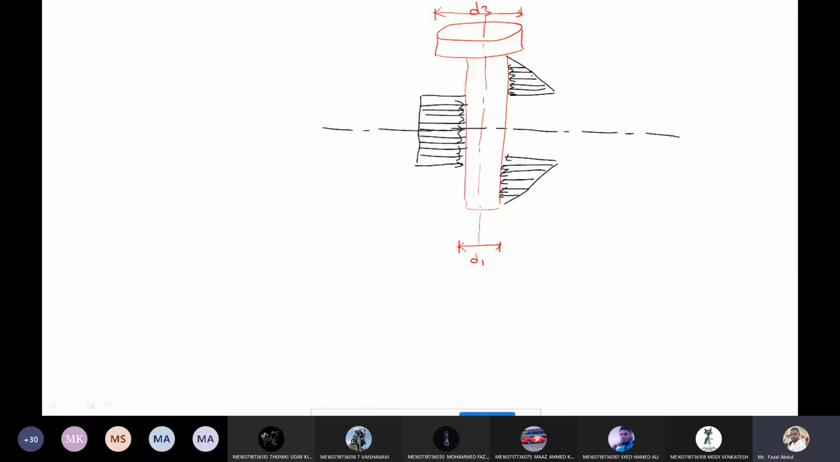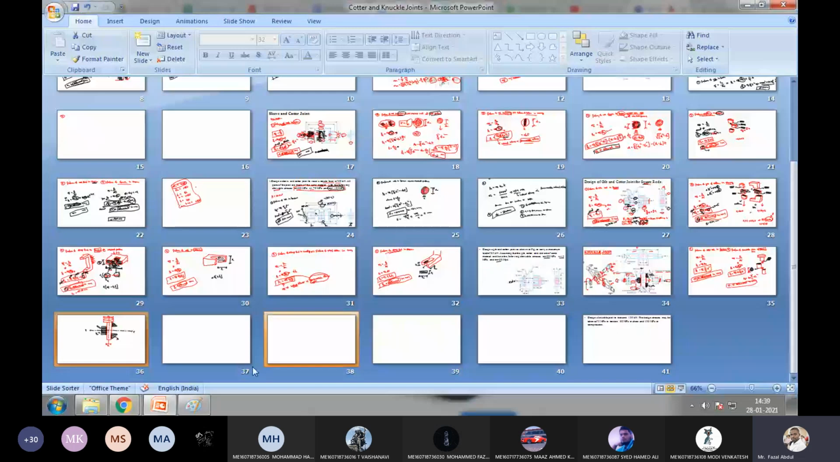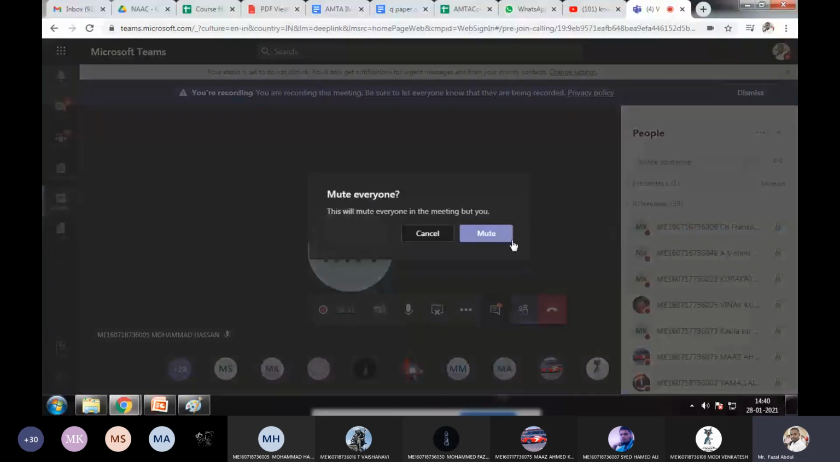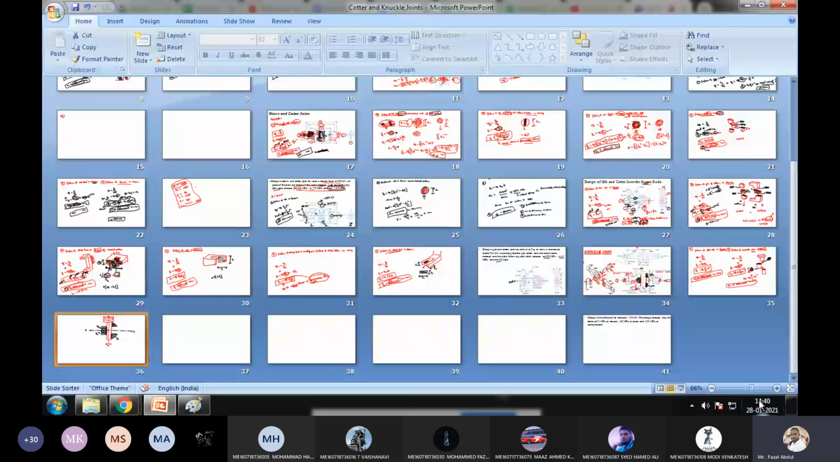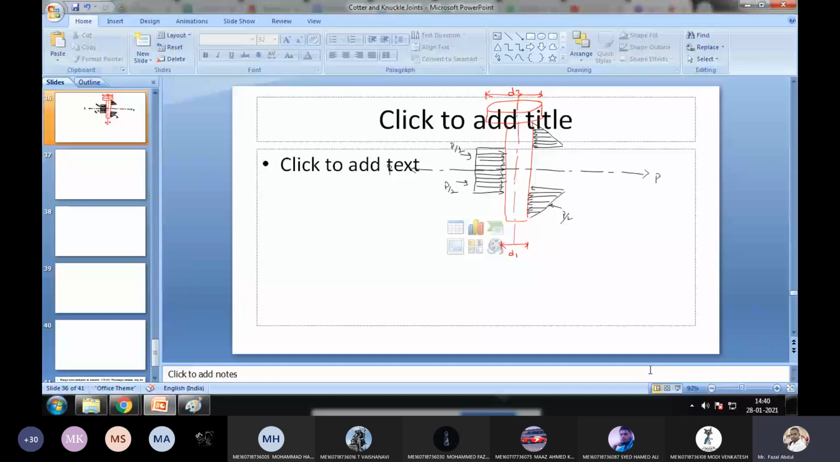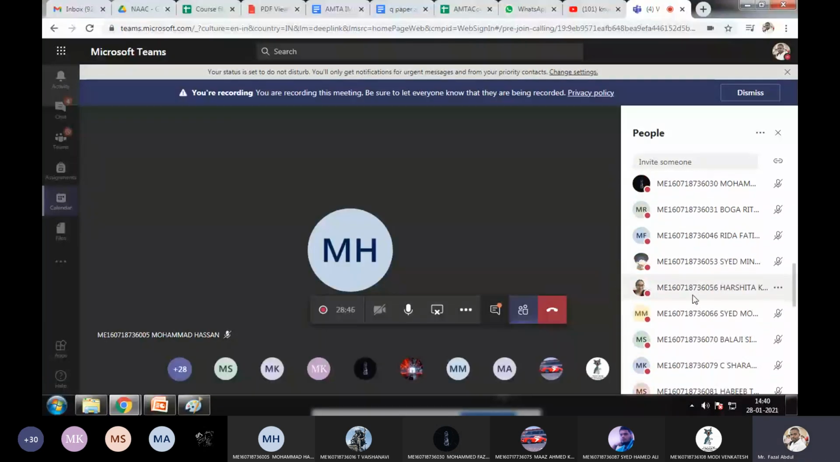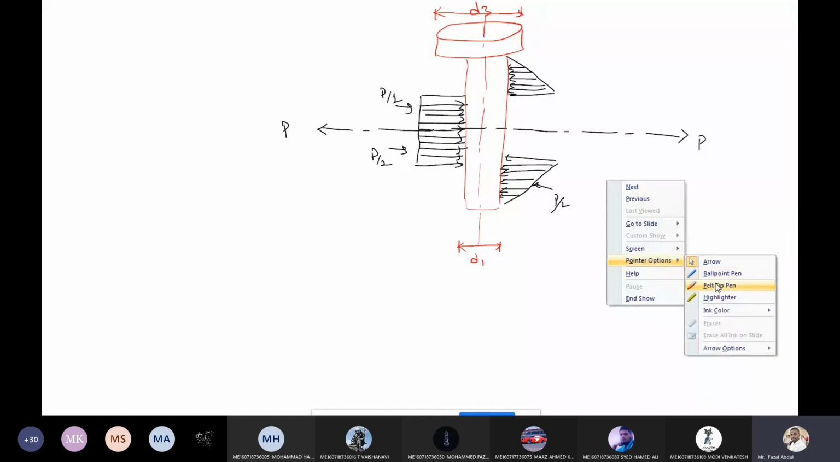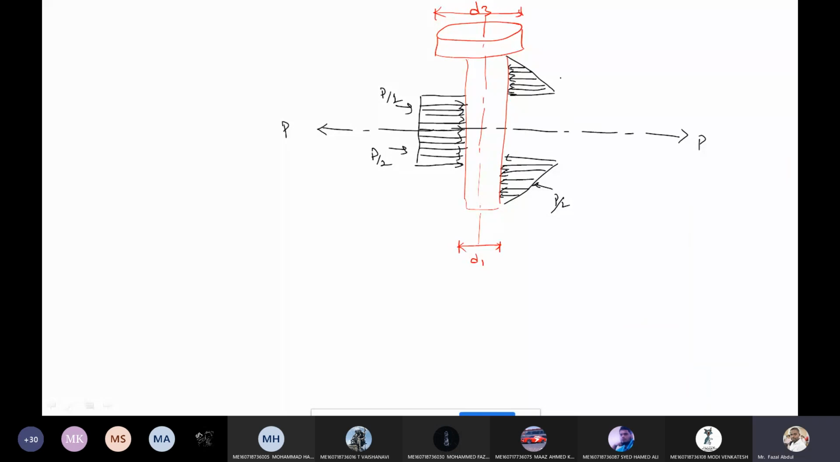Now, how much is the intensity of the load here? The actual total load applied here is P, and this is the P. Now this load is distributed: here P by 2, here P by 2, here P by 2, here P by 2, here P by 2.